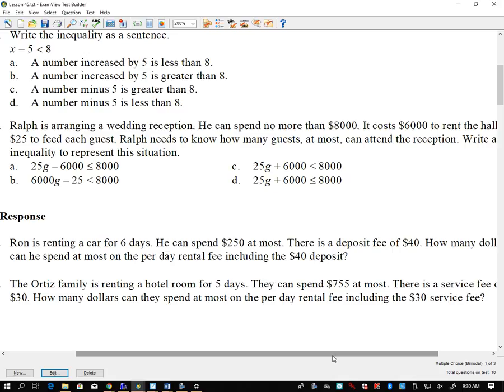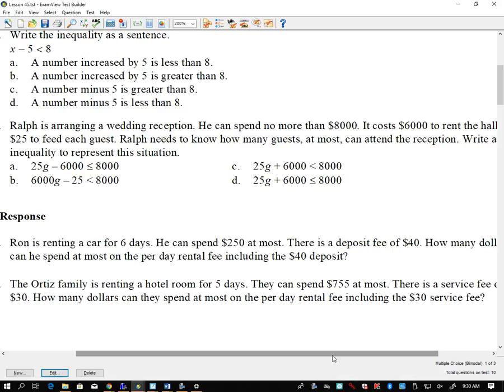Okay, it costs $6,000 to rent the hall. It costs $25 to feed each guest. Okay, so $6,000, is that an upfront charge? Sure. Okay? We can't do anything about that. It's just $6,000. How much money am I left with?